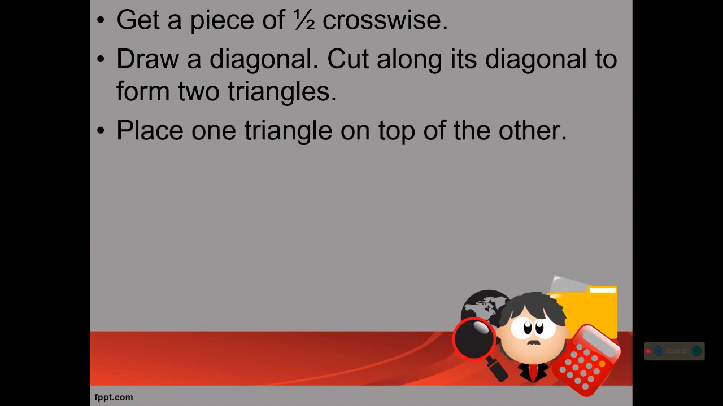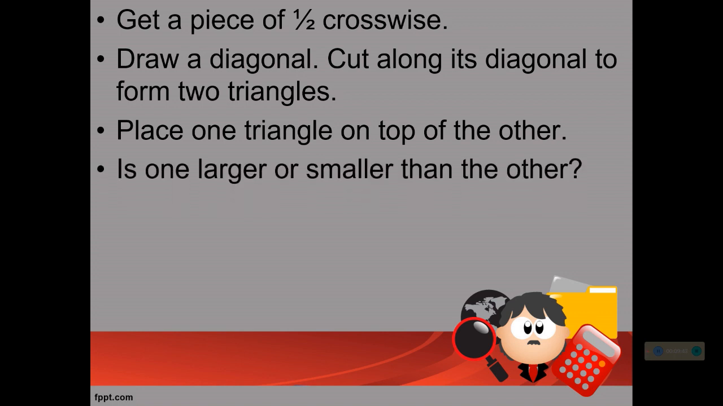And then, we have place 1 triangle on top of the other. Okay, so as you have cut your triangle, so kindly put or place 1 triangle on top of the other triangle. Okay, as you have placed 1 triangle on top of the other, so let's have this question. Is one larger or is smaller than the other? Okay, so they are the same. So, there is no larger and there is no smaller triangle that was formed, okay, or that were formed.